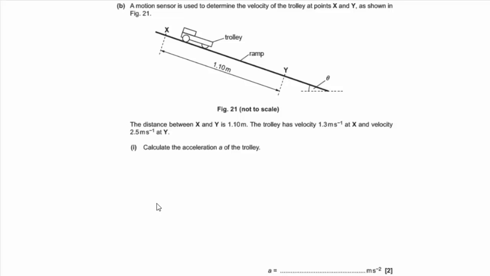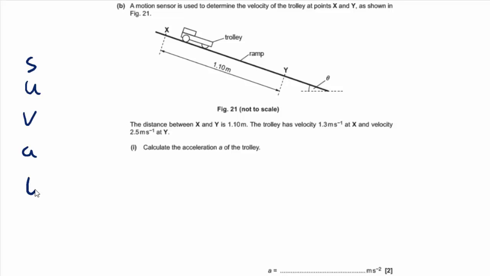So a motion sensor is used to determine the velocity of the trolley at points x and y as shown in figure 21. The distance between x and y is 1.1 meters, and the trolley has a velocity of 1.3 meters per second at x and a velocity of 2.5 meters per second at y, and you've got to calculate the acceleration a of the trolley.